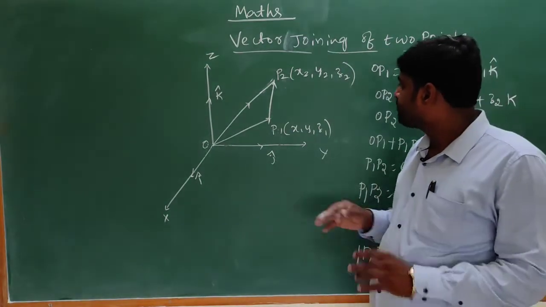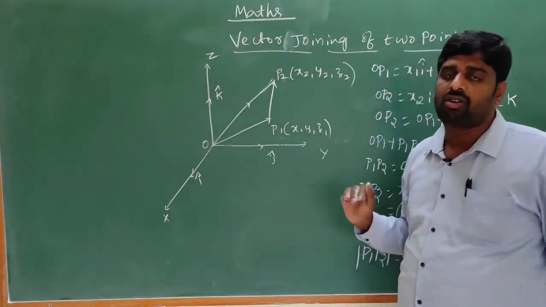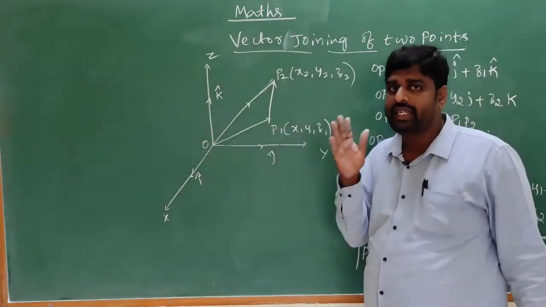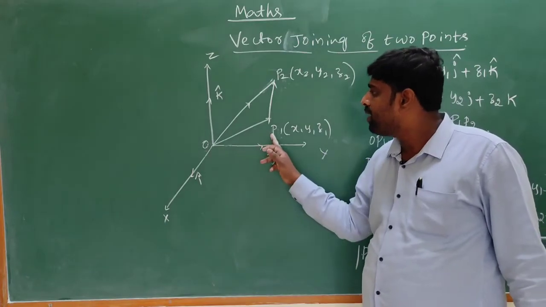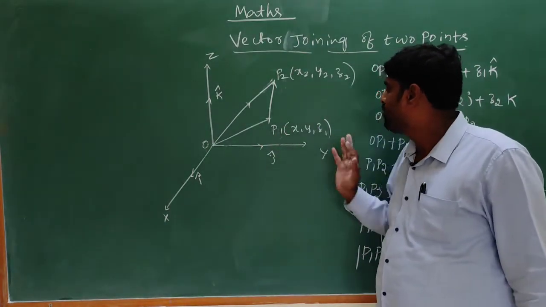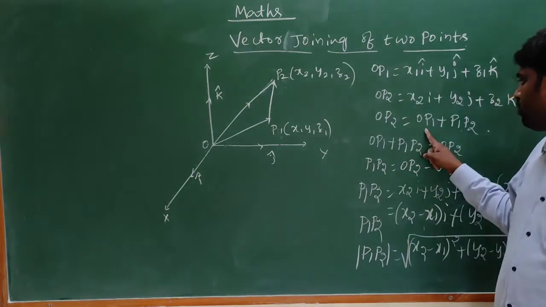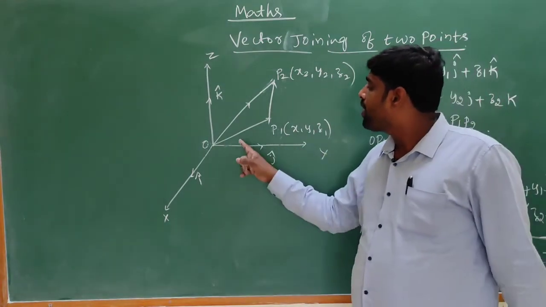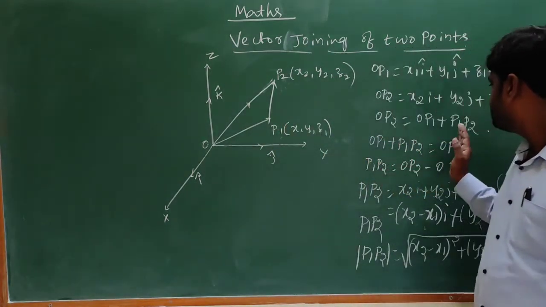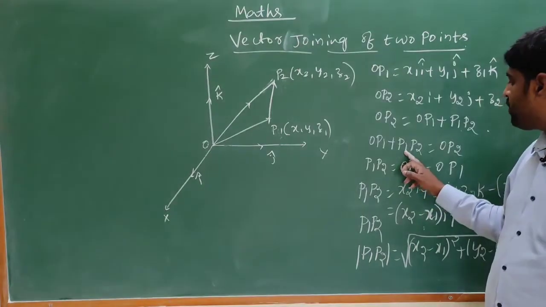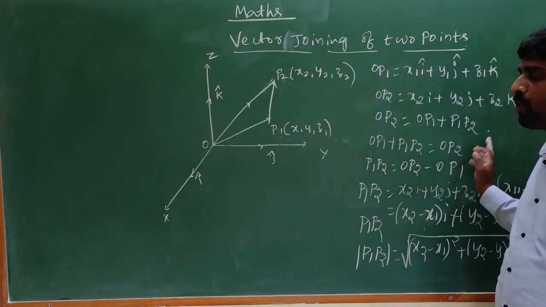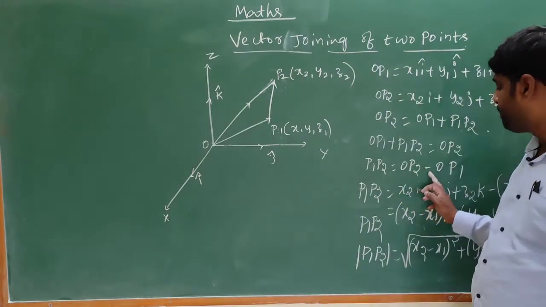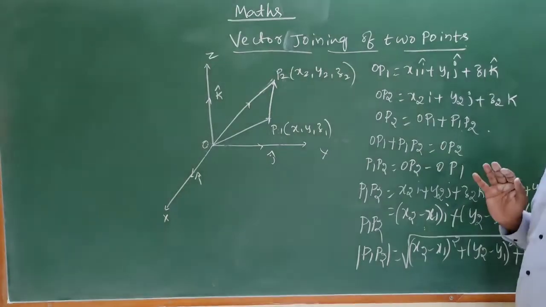Now according to the triangle law of addition, OP2 equals OP1 plus P1P2. Now I want to find P1P2. So OP1 plus P1P2 is equal to OP2, and P1P2 equals OP2 minus OP1.